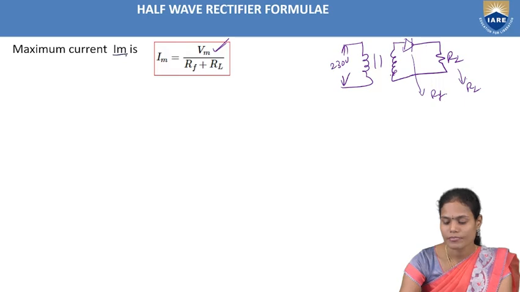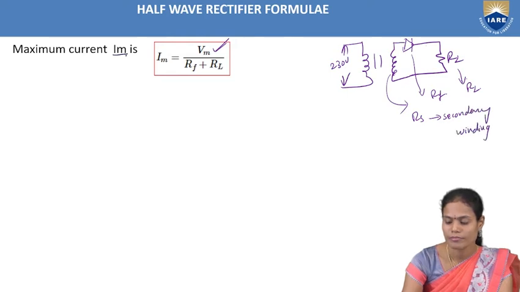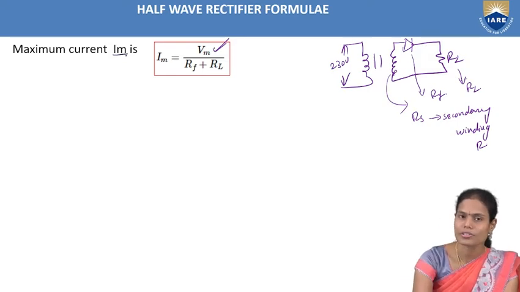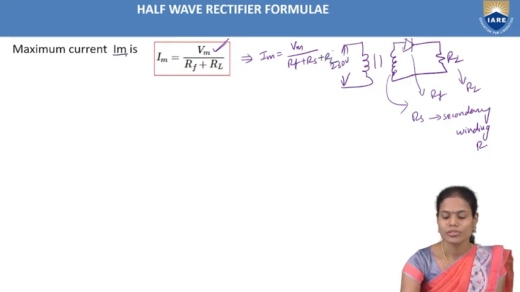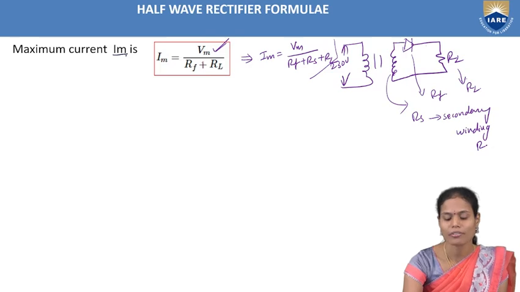In some cases, we can also get RS, that is the secondary winding resistance. If the secondary winding resistance is also taken into consideration, in that case we will get Im equal to Vm by the sum of RF plus RS plus RL. So this depends upon the given parameters. We need to consider the resistors here. Definitely in all half wave rectifiers we will have RF as well as RL, but RS, if it is given in the problem we have to consider it, otherwise we should not consider RS.